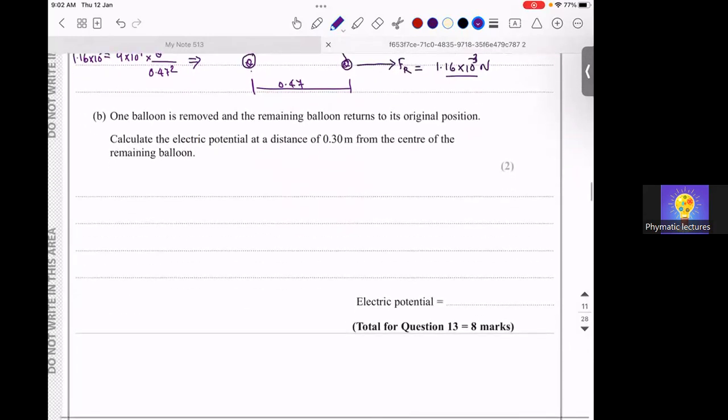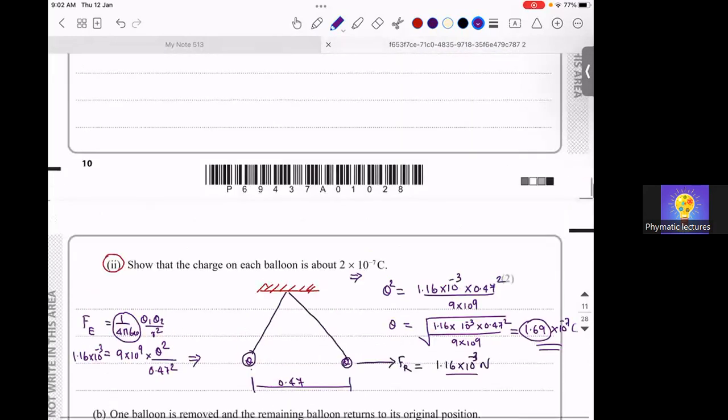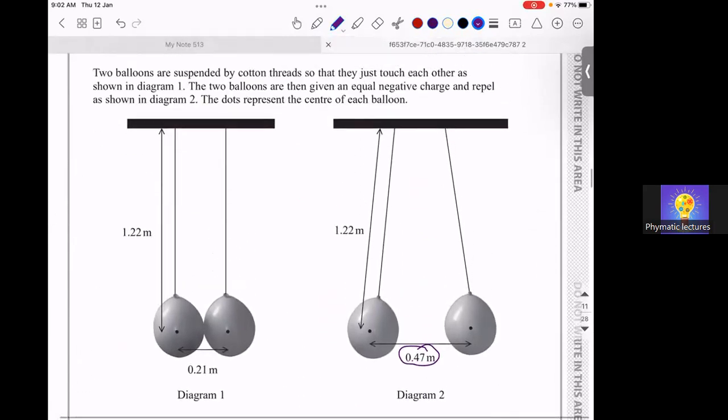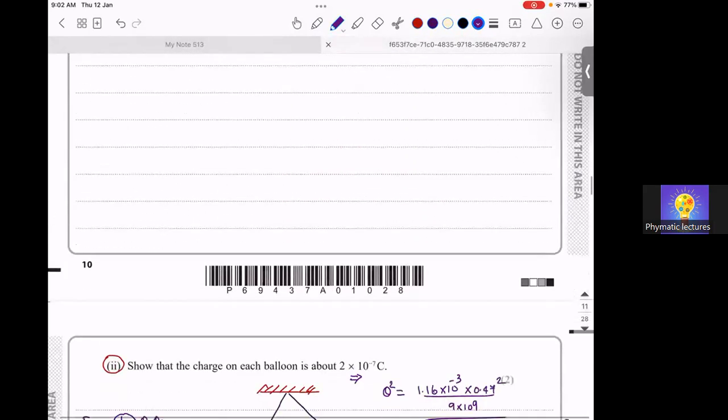Okay. So move to the B part of this question. This is question number 13A2.